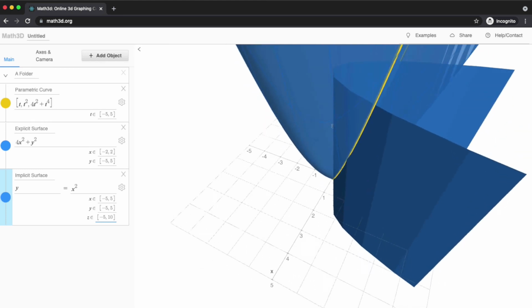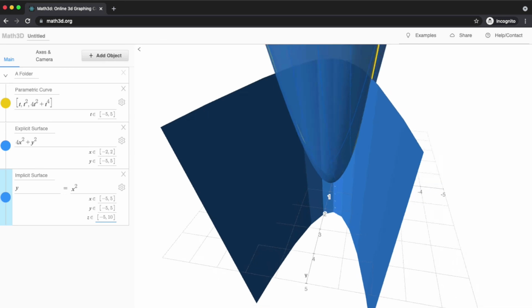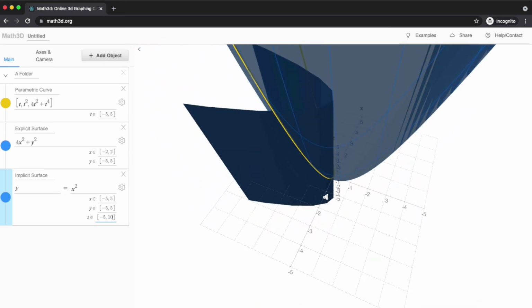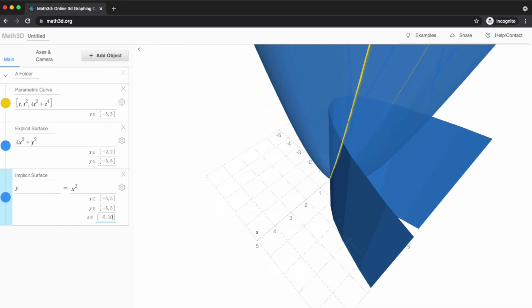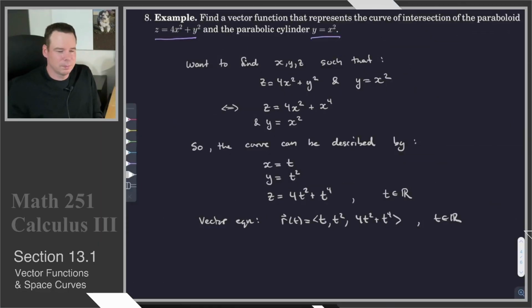So we've got those two surfaces plotted, and we can see that where those two surfaces intersect is precisely our yellow curve. It's the curve we plotted. So that yellow curve is the curve of intersection of these two surfaces. Alright, so that's it for this section. It was just a short introduction into vector valued functions and the plots of these vector valued functions, which are space curves.